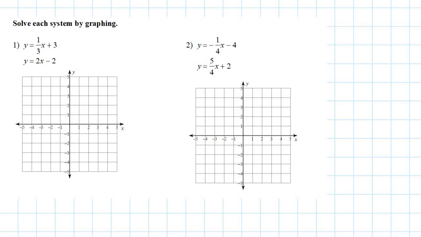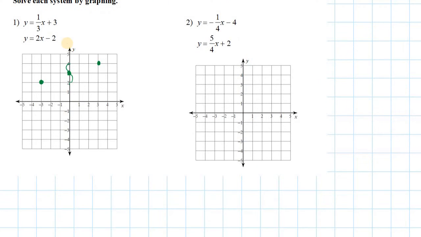Okay, for number one, let's look at the equation y equals 1/3 x plus 3. I'm going to use green for this one, so I go up 3, that's my y-intercept, and then 1/3 means I'm going to go up 1 and over 3, so up 1 and 1, 2, 3. Here's my second point. I'm going to repeat that, but backwards to get a third point, so I'm going to go down 1 and then 1, 2, 3. That's my third point. And then I will use my straight edge to draw a line. Hopefully my line will be straight like that.